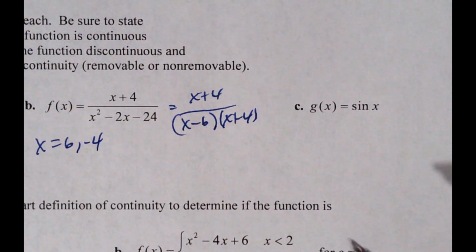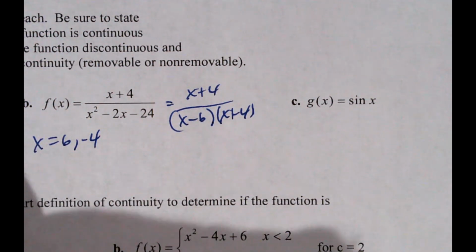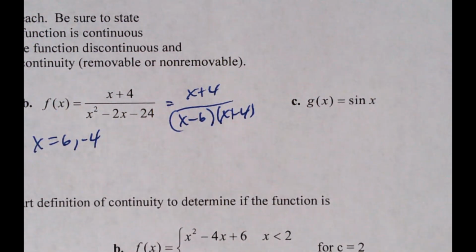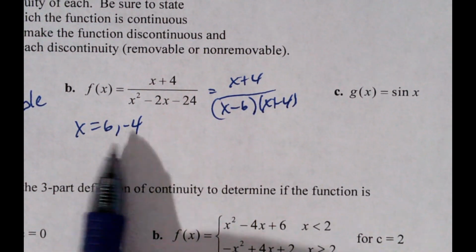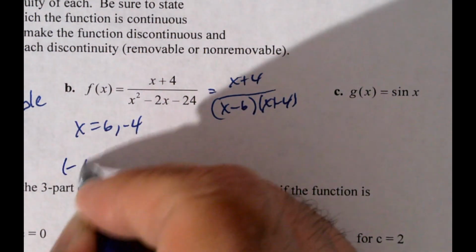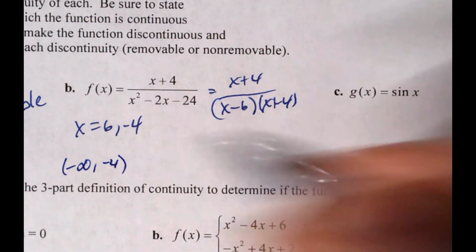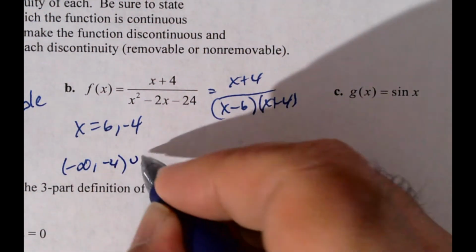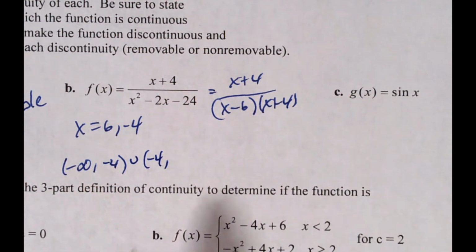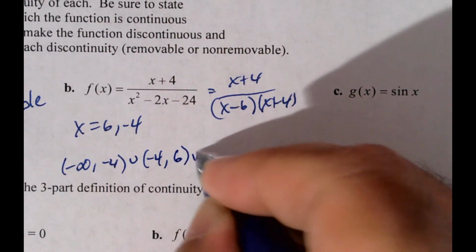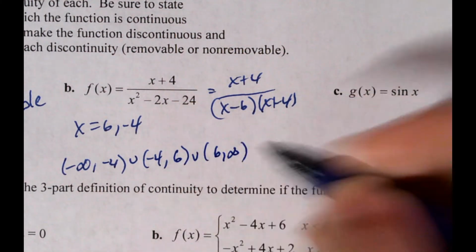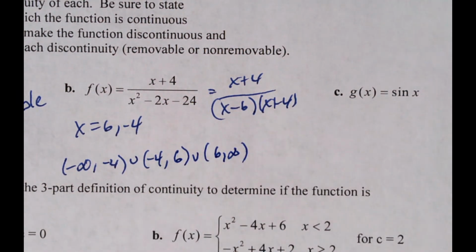All right, so what are the intervals of continuity? That means I have to write my intervals to exclude these values. So I'm going to start with negative infinity, go up to negative 4, excluding that, union negative 4, again excluding negative 4, up to 6, union 6 to infinity. So I have excluded the values of negative 4 and 6.